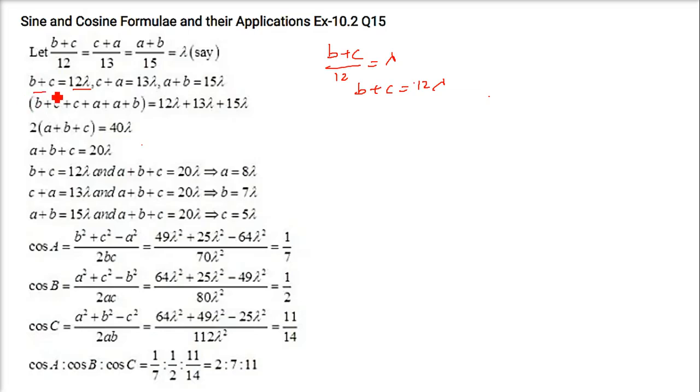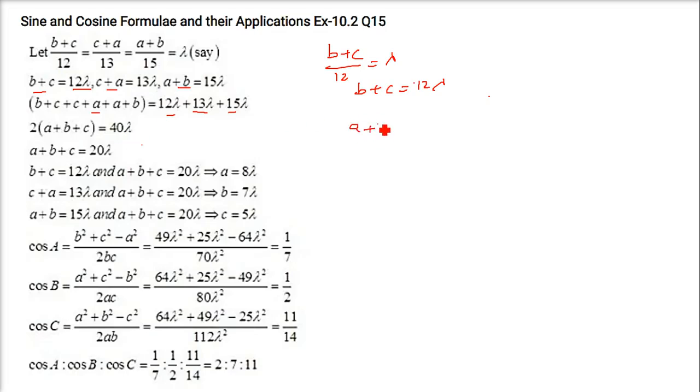Now add them: b plus c, c plus a and a plus b on the left hand side, and 12 lambda, 13 lambda and 15 lambda on the other side. So what do you get? 2a, 2b and 2c, that is 2(a plus b plus c) equal to 40 lambda. This is going to be 40 if you add this. So a plus b plus c is 20 lambda.